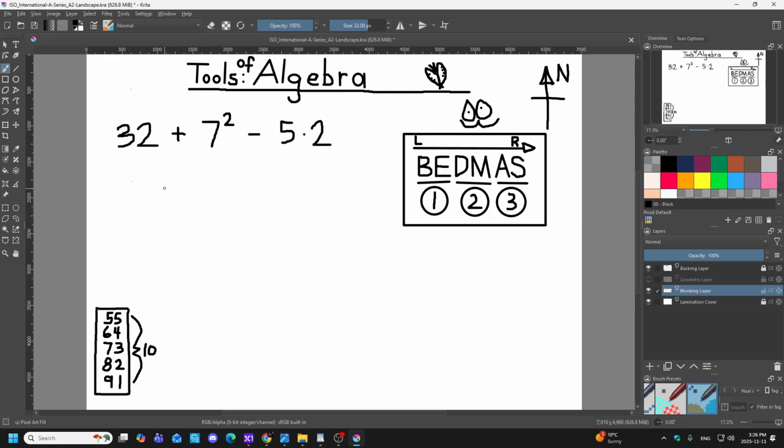You can continue using the neighbor or neighborhood concept, if you will, if you don't mind. So I'm going to separate this problem into 3 sections. So 3 neighborhoods. Neighborhood 1, neighborhood 2, and neighborhood 3. Continuing on, you can see neighborhood 1 doesn't really have much to do. So I'm going to bring down my plus sign. Neighborhood 2 has an exponent.